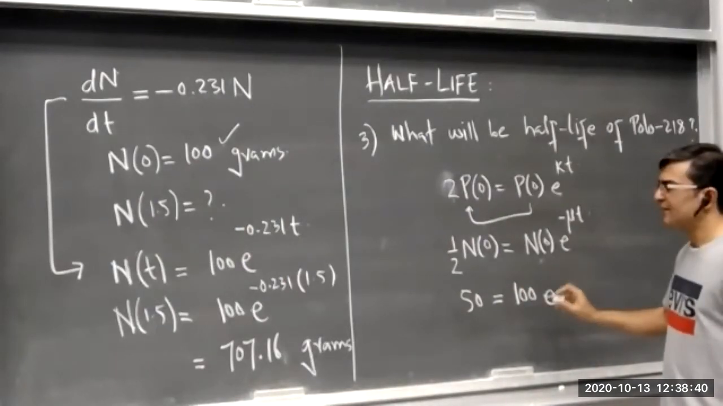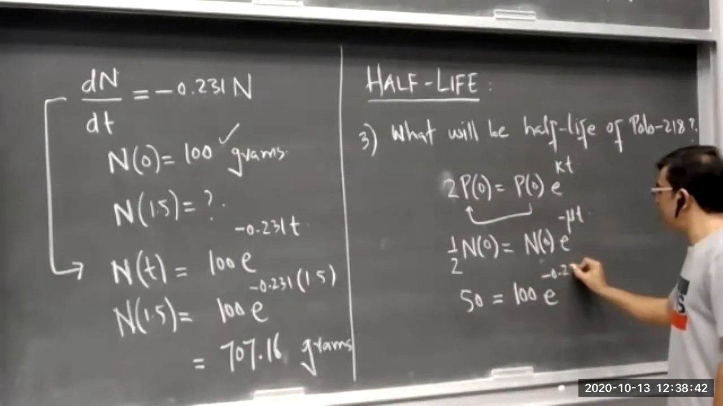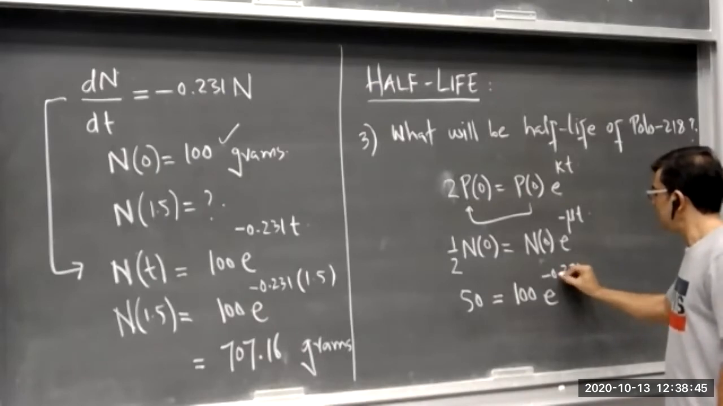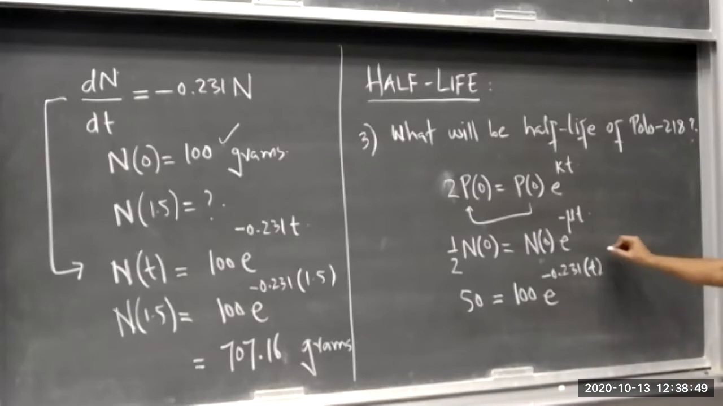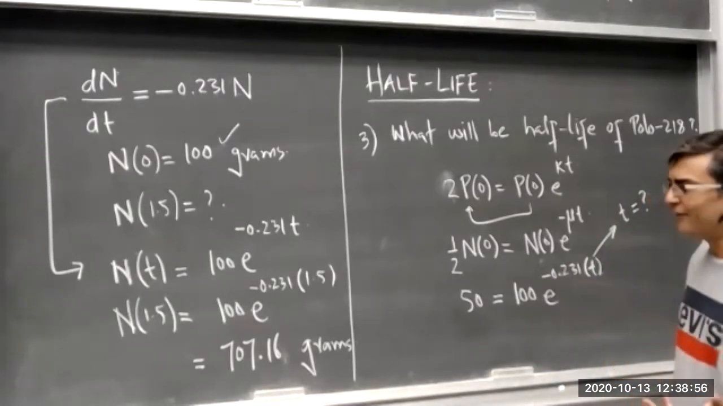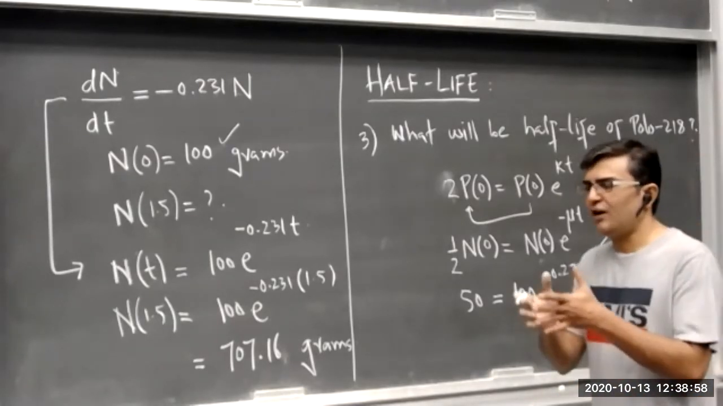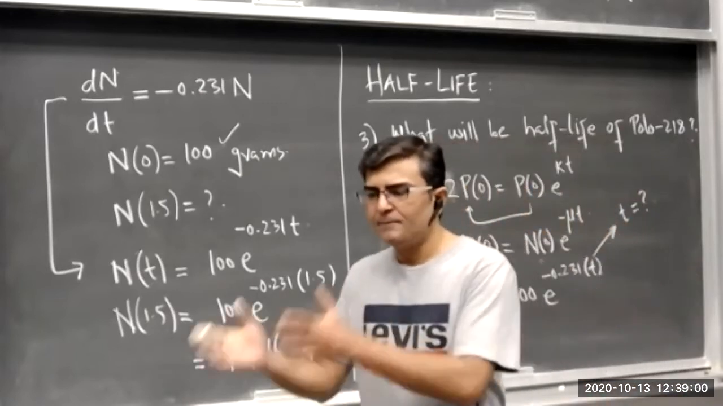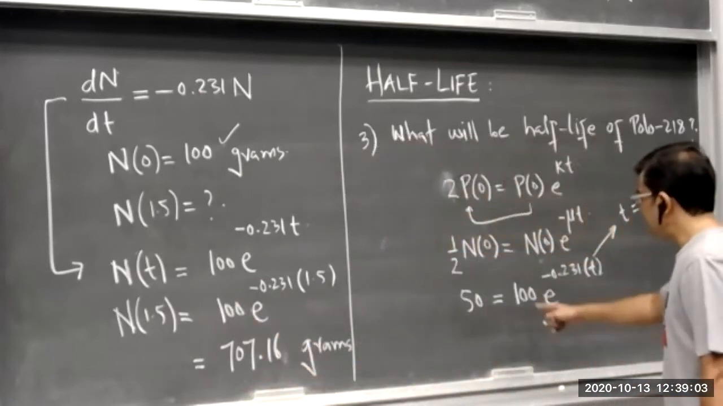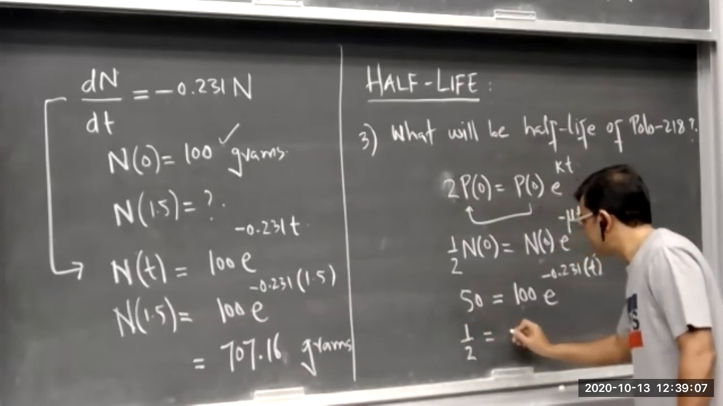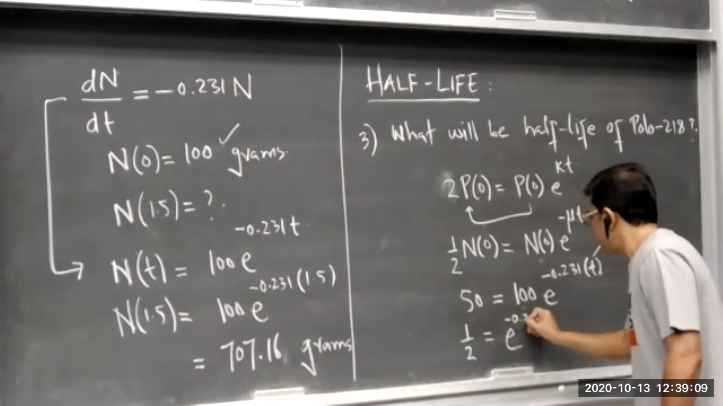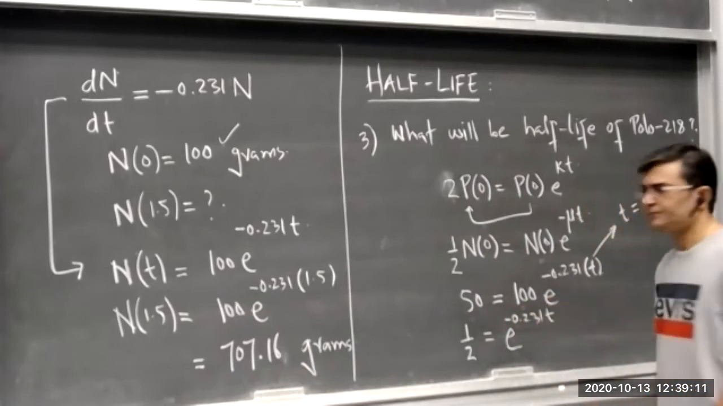Here 100 will come, e raised to the power of its decay rate, negative 0.231 times T. We have to compute T here. That is basically the half-life, meaning the time in which the amount of that substance will be halved. If we divide by 100 here, we will have 1 by 2 is equal to e raised to the power negative 0.231 T.